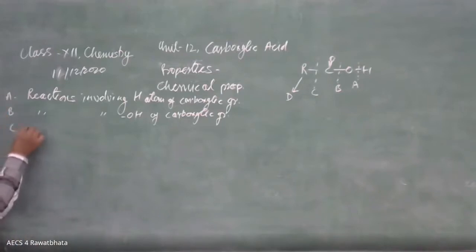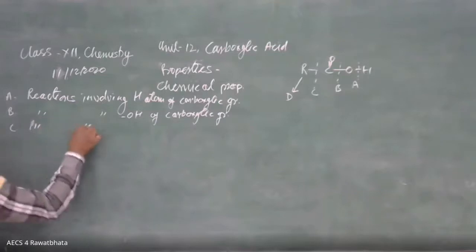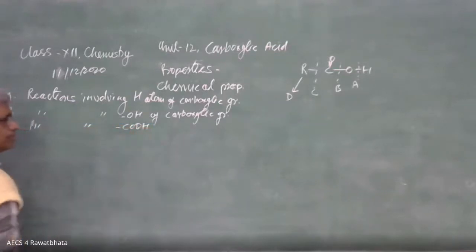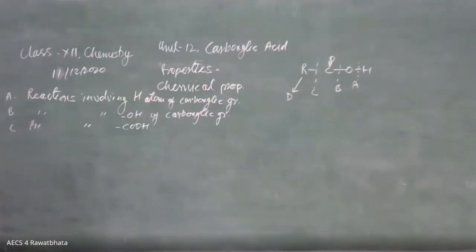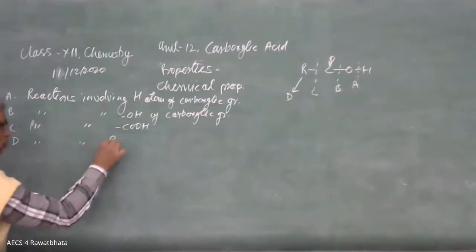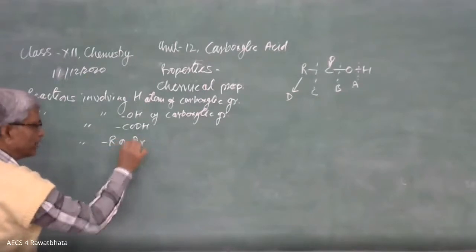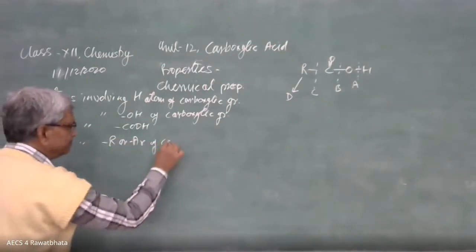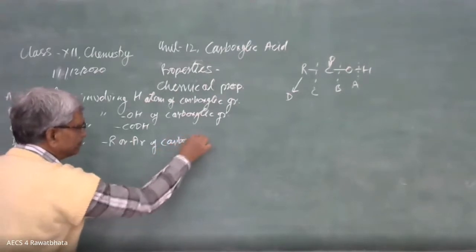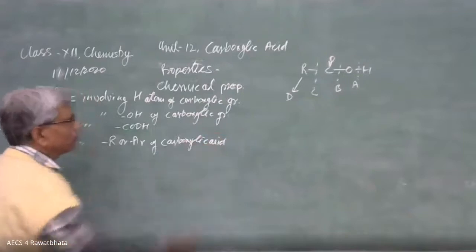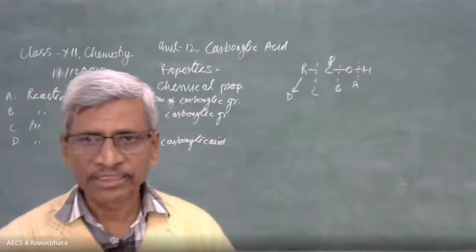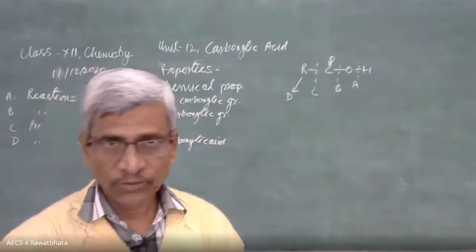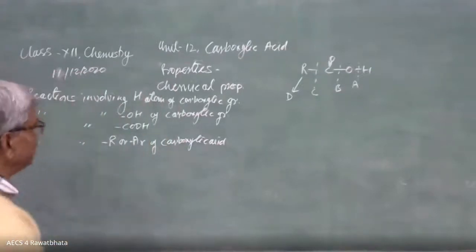C type of reactions involving COOH, the carboxylic group itself, going to involve in the chemical reactions. And D type of reaction, that is the 4th type, reactions involving alkyl group or aryl group of carboxylic acid. These are the 4 types of reactions we have to discuss, and only few reactions are there, not so many. That's why this is not a lengthy one. Okay, so let us discuss one by one these different types of reactions.